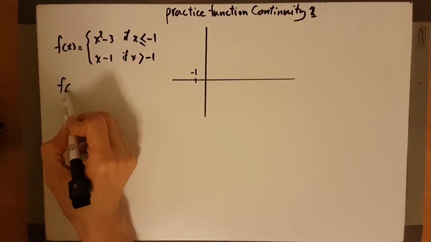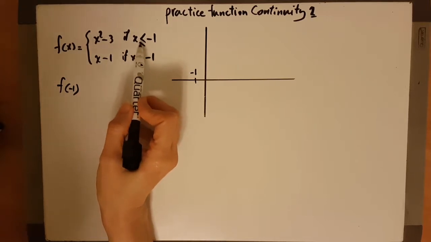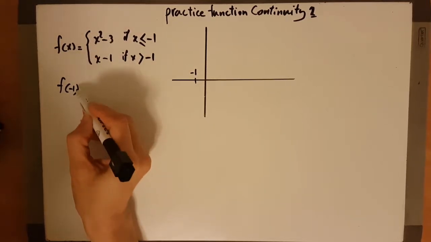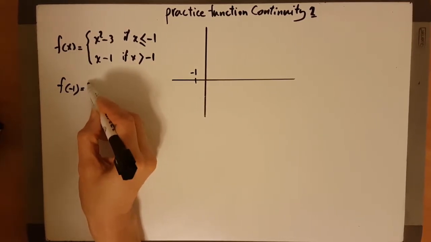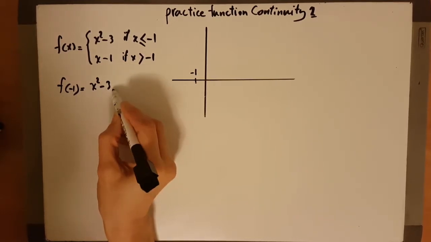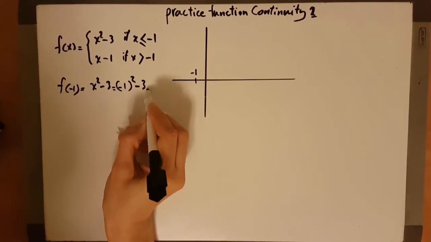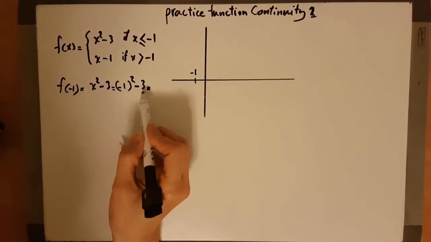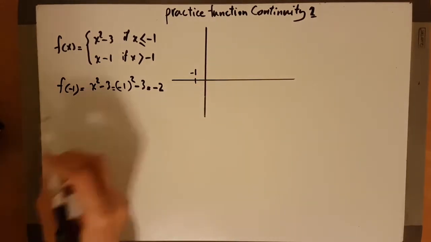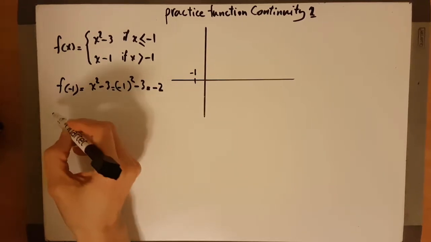First of all, f of -1 is included here, because it's -1 equal or smaller, so it includes the equal to -1. So this would be the function, x squared minus 3. When we put -1 in it, it would be -1 squared minus 3, which will be 1 minus 3, which is actually -2. So the amount of f of -1 would be -2. And now let's find the limits.